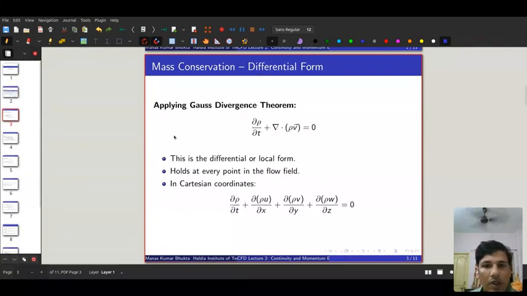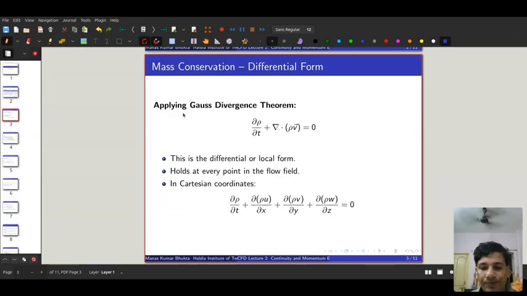Now going back to the third slide, we will be studying here the visualized derivations of these equations. Here in this slide, we are applying the Gauss divergence theorem, which was already discussed in the previous class, which is used, as you know, to convert a surface integral into a volume integral. Applying this Gauss divergence theorem is very important for the study of CFD.